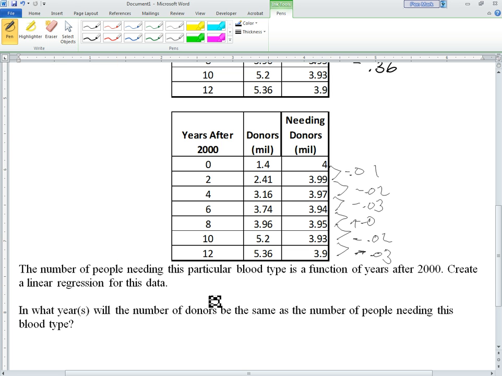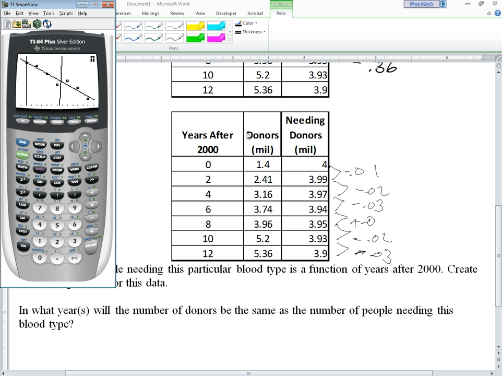It says, create a linear regression for this data. The final question is, in what year will the number of donors be the same as the number of people needing this blood type? Now you'll notice that these are both measured in millions of people. I'm going to adjust my window just a little bit. Whoops. My window, now this is years, so I'll go from 0 to 13.2 years, and I'll adjust the donors from 0 to about 5 million. That should give me a pretty good image of everything.